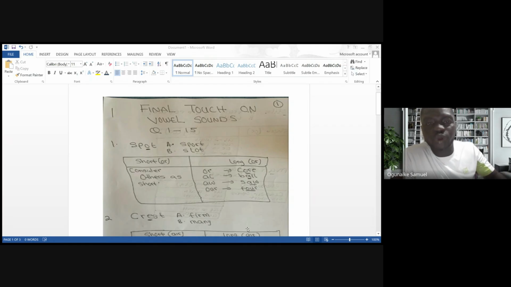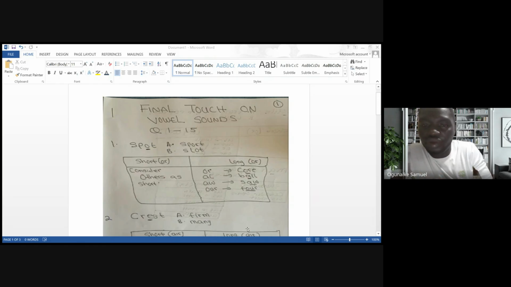So I have spot. The O sounds like oh. Option A sounds like O. B also sounds like O. You see, the right answer here is B, slot. How? Don't bother. This is what you need to master. For the sport, when you have this O sound, just look at the letters producing this O.